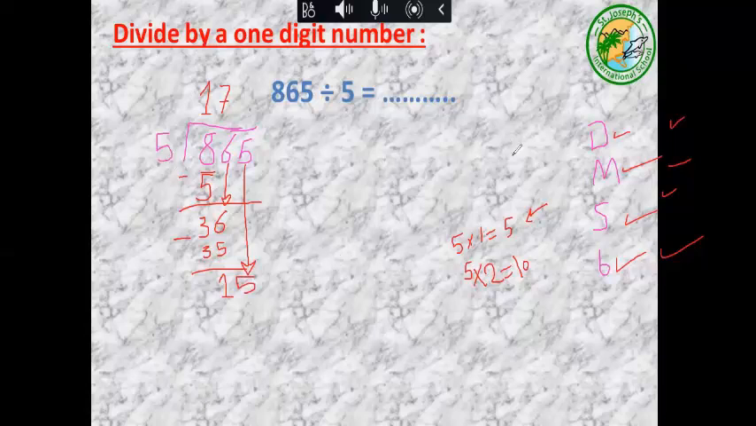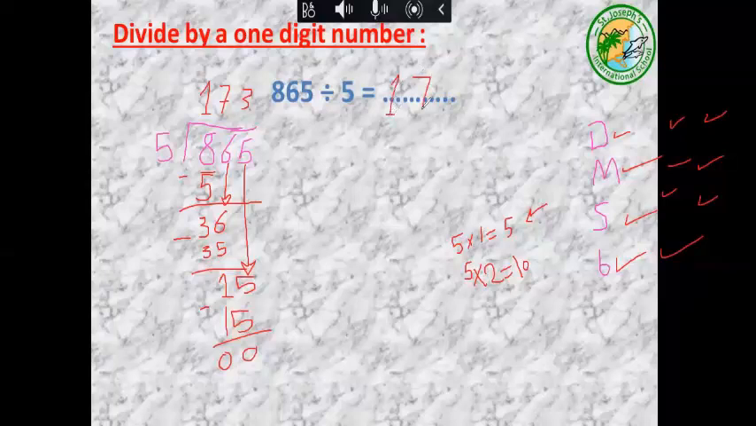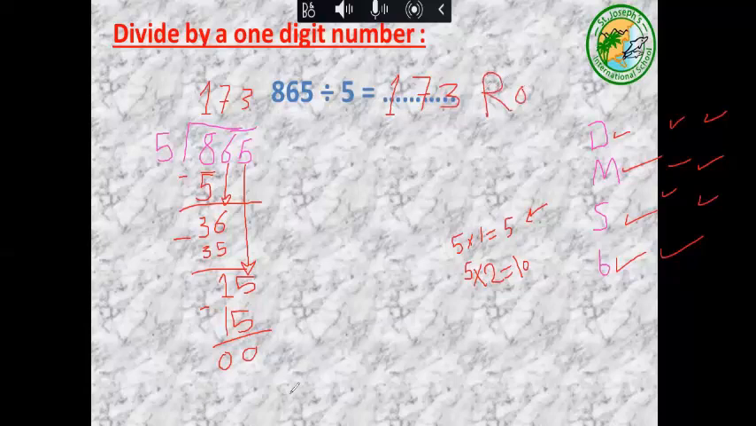15 divided by 5. This is the first step. So 5 times 3 equals 15. And this is the second step. Then I will subtract. Third step, 5 minus 5 equals 0 and 1 minus 1 equals 0. I have no numbers here to bring down. So my answer will be 173. Remainder 0. I have no remainder here. Okay. Let's move to another question.